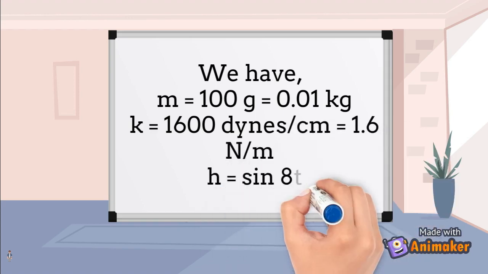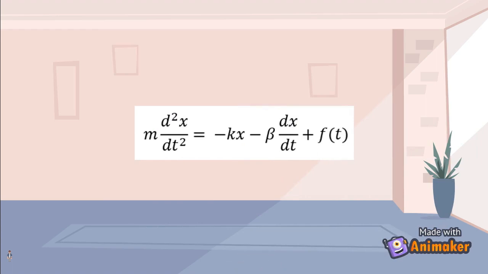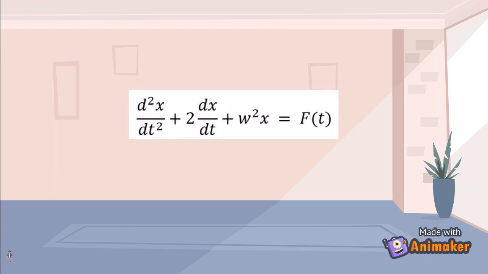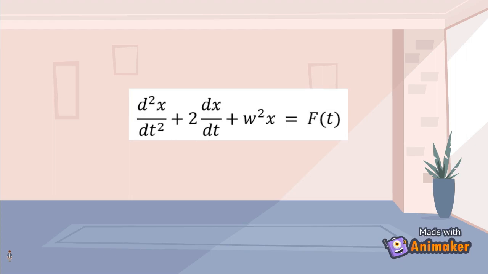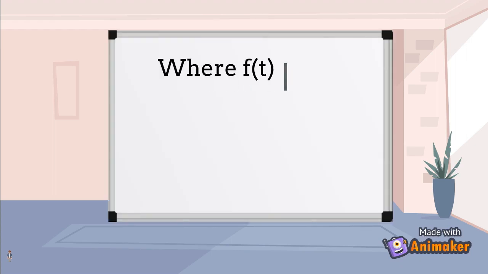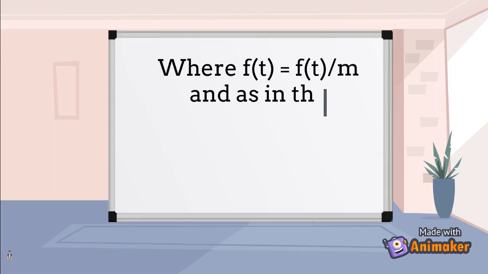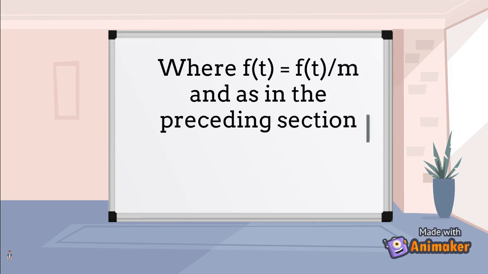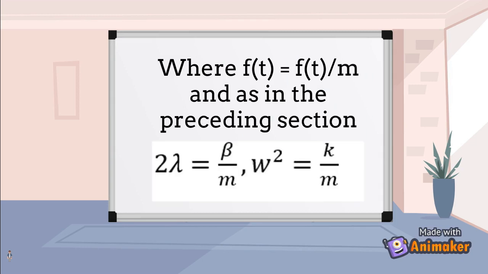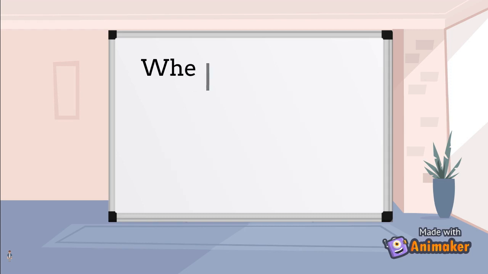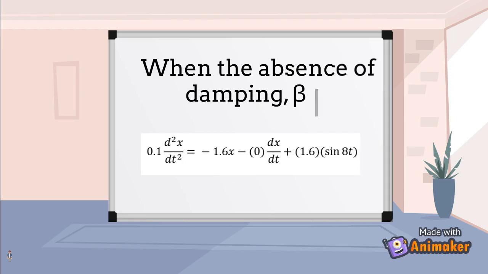h equals sin 8t. The inclusion of F(t) in the formulation of Newton's second law gives the differential equation of driven, or forced motion. Divide the first equation by m, where f(t) equals F(t) per m, and as in the preceding section, 2 lambda equals beta per m, omega squared equals k per m. In the absence of damping, beta equals 0, we will get this form of equation.